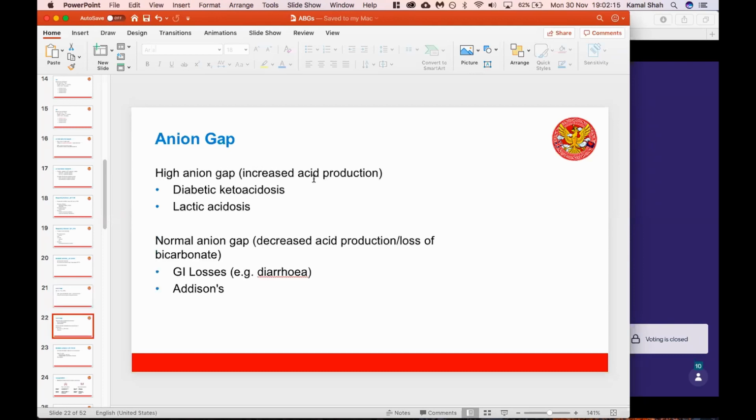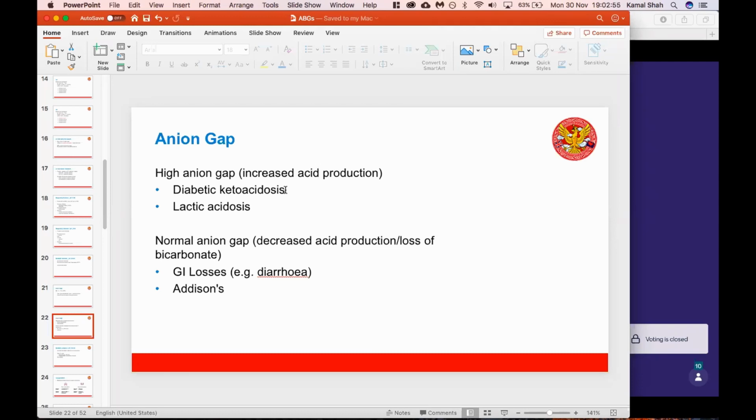Again, anion gap is used just for metabolic acidosis. Don't worry about calculating this at your stage. It's probably not required, and I think some ABGs might even give you the anion gap on the printout itself. If we've got a high anion gap, remember we've got increased acid production. That's all the anion gap tells us about, whether there's more or less acid in the system. A classic example of metabolic acidosis with a high anion gap is diabetic ketoacidosis.